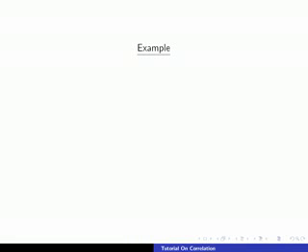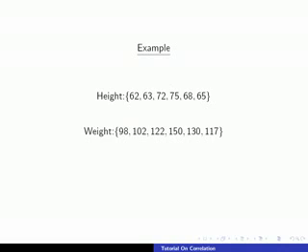So we'll work through an example to show how to calculate our correlation value if we were given some data. So what I've done is collected the heights and weights of 6 individuals, which I have here.